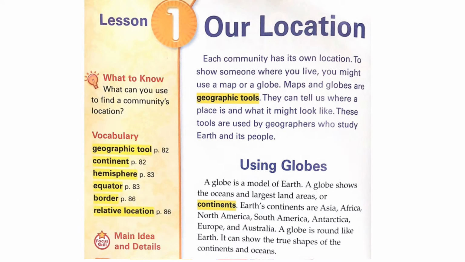All right, and let's read the first few lines. A globe is a model of Earth. A globe shows the oceans and largest land areas, or continents. We know that Earth has 7 continents: Asia, Africa, North America, South America, Antarctica, Europe, and Australia. And we know that a globe is round like the Earth. It's a model of the Earth, right?